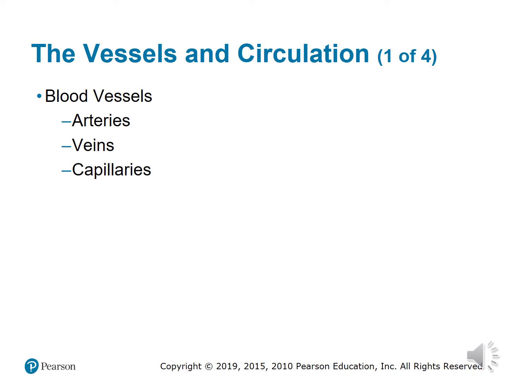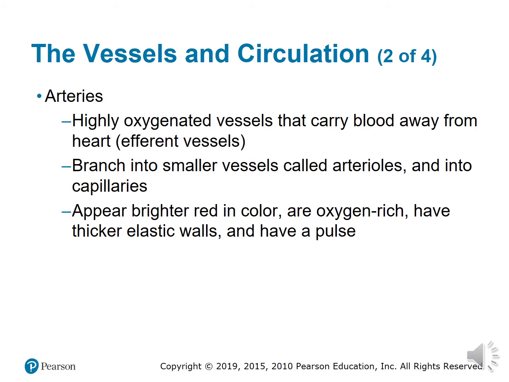Vessels in circulation: your blood vessels, your arteries, your veins, and capillaries. All these are considered blood vessels. Your arteries, highly oxygenated vessels that carry blood away from the heart, branch into smaller vessels called arterioles, and into capillaries. They appear brighter red in color, are oxygen rich, have thicker elastic walls, and have a pulse.